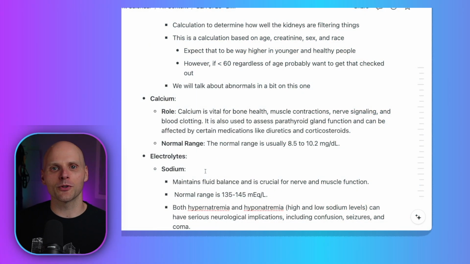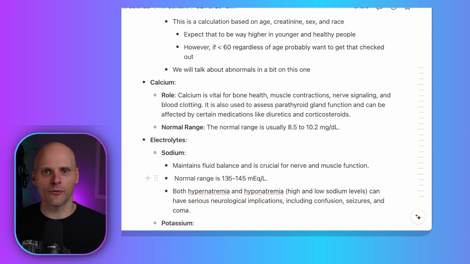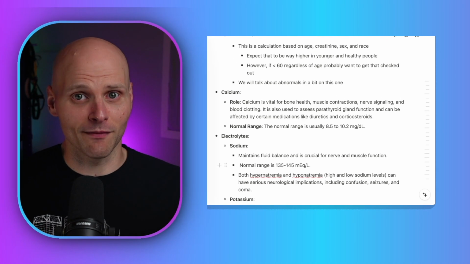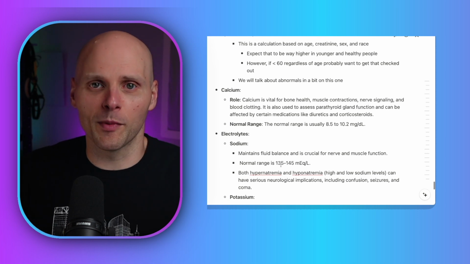First, we have sodium. So sodium is super important because it maintains the fluid balance for our body and is crucial for nerve and muscle function. So a lot of times if your sodium's off, we don't love that. The normal range is about 135 to about 145. And both hypernatremia and hyponatremia are problematic. So hyper is when you have too much, hypo is when you're too low and have too little. And they can have serious complications, including confusion, seizures, and a coma. So we care about this.